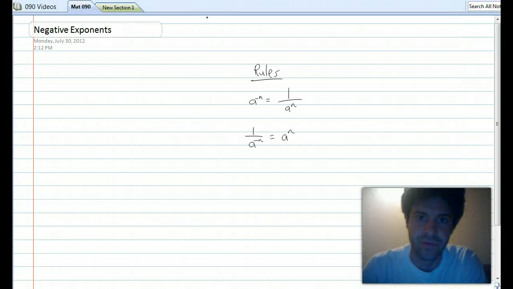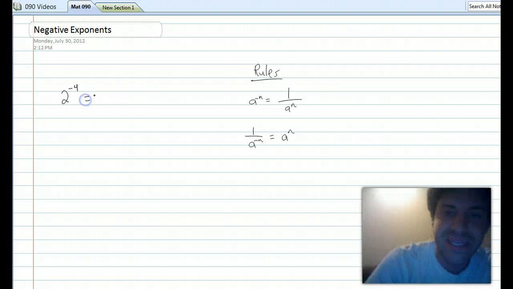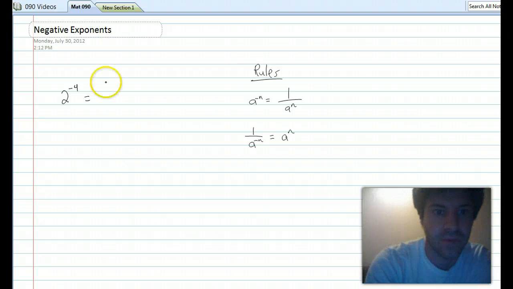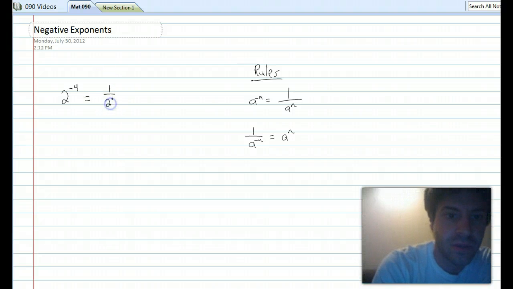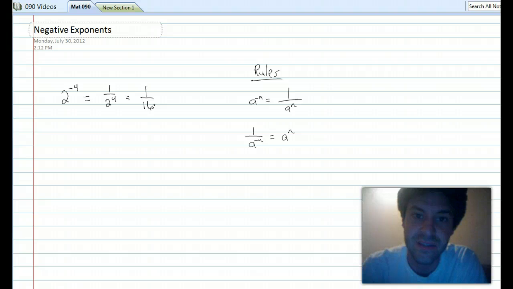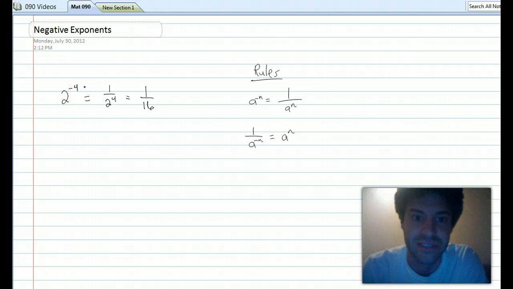And here are a couple tips for you. One common misconception: having a negative exponent does not mean that the answer is going to be negative. 2 to the negative fourth, if we follow the rules, is just 1 over 2 to the fourth, and 2 to the fourth is just 16. So the answer is just 1 over 16. That's a positive number. Even though the exponent here was negative, we end up with a positive answer.